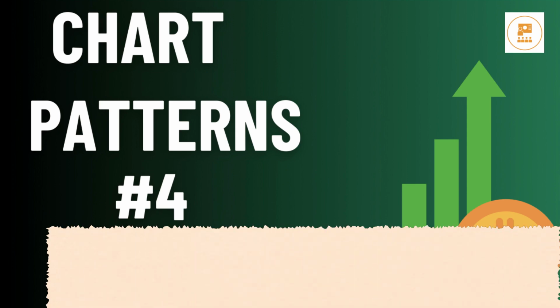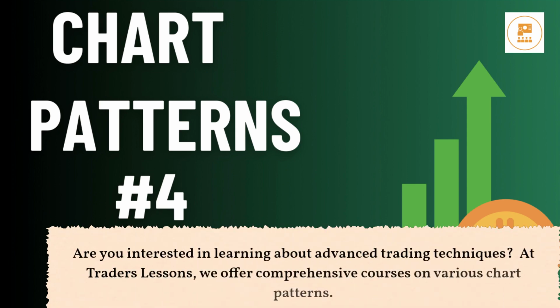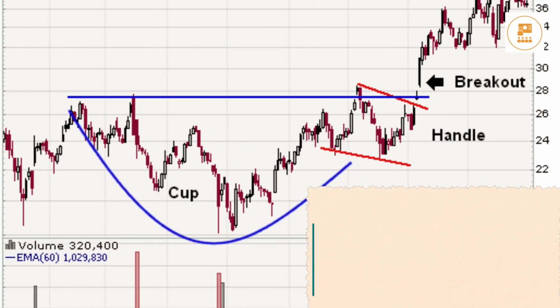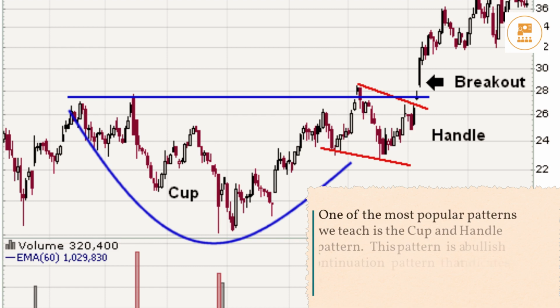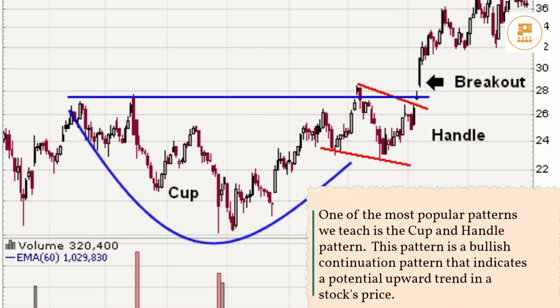Are you interested in learning about advanced trading techniques? At Traders Lessons, we offer comprehensive courses on various chart patterns. One of the most popular patterns we teach is the cup and handle pattern.